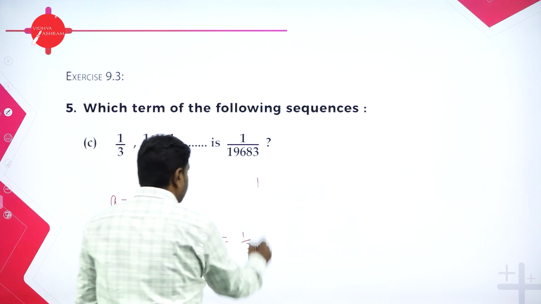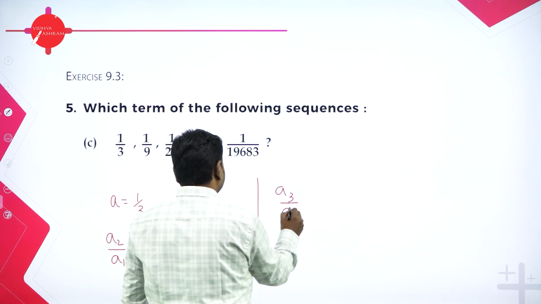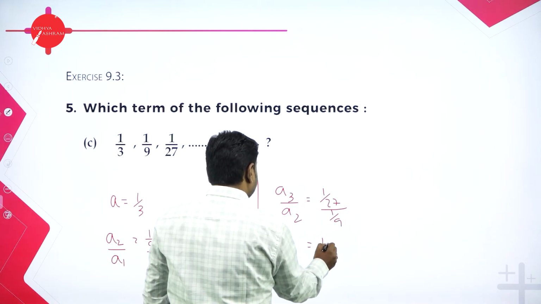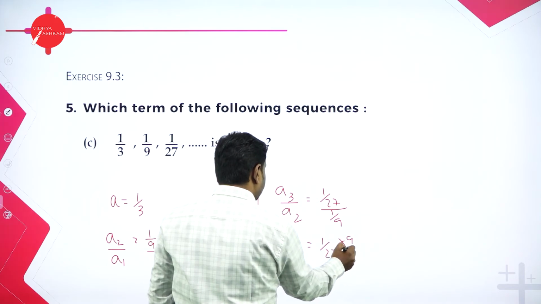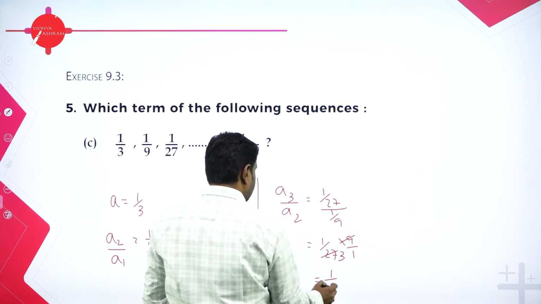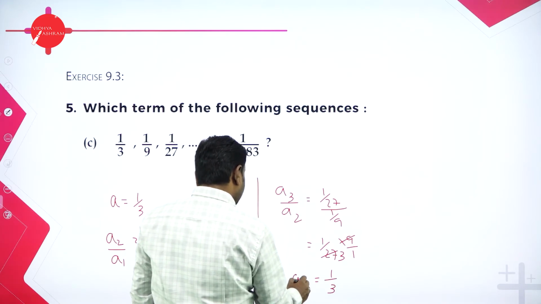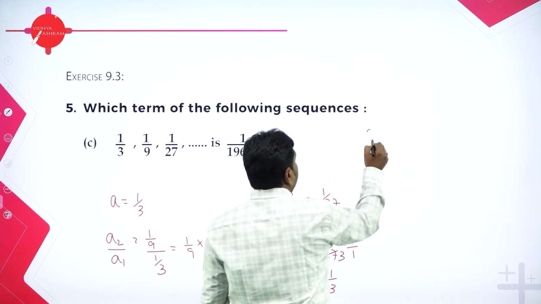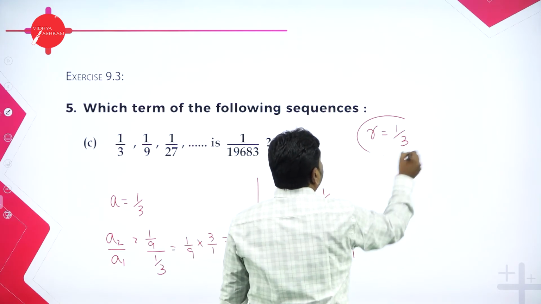You do A3 by A2. A3 is what? 1 by 27 divided by 1 by 9. That is 1 by 27 into 9 by 1. 9 1s are 9, 9 3s are 27, so 1 by 3. So A3 by A2 is also the same. So always you are getting common ratio 1 by 3. So R is what? 1 by 3, the common ratio. So it is a GP.